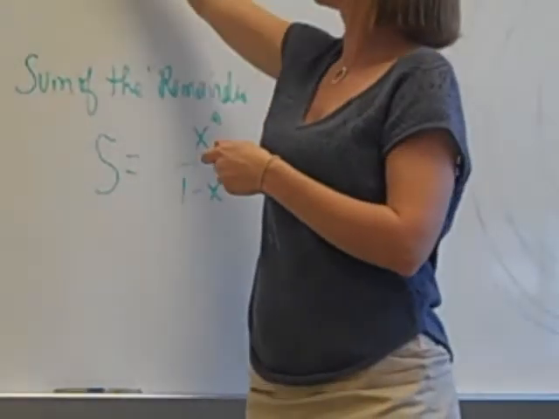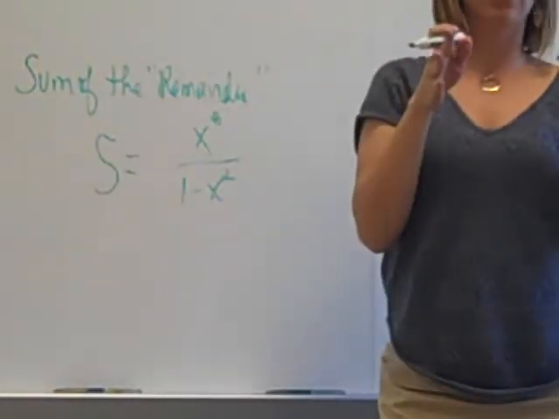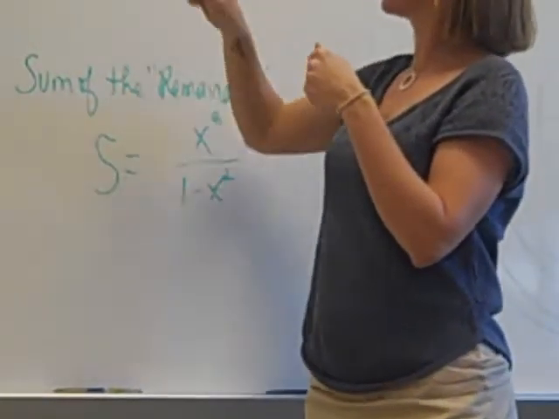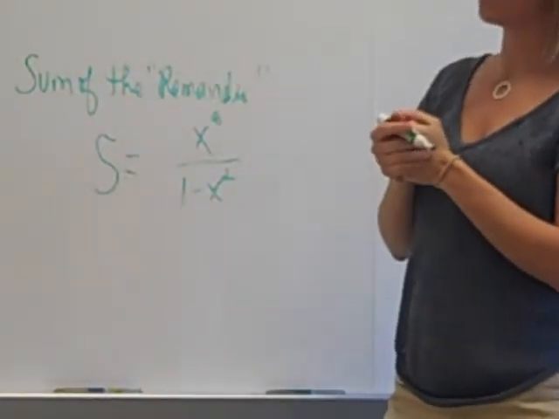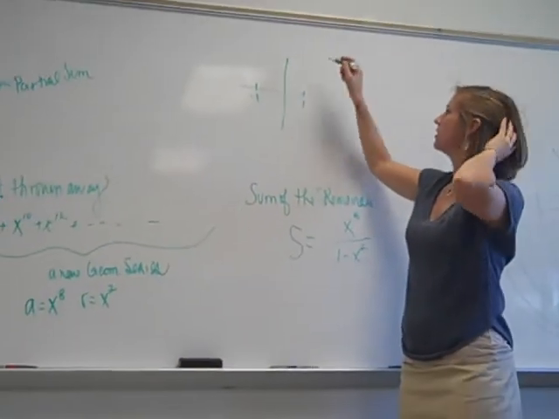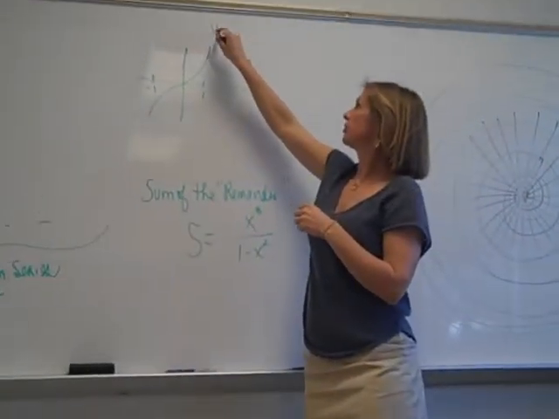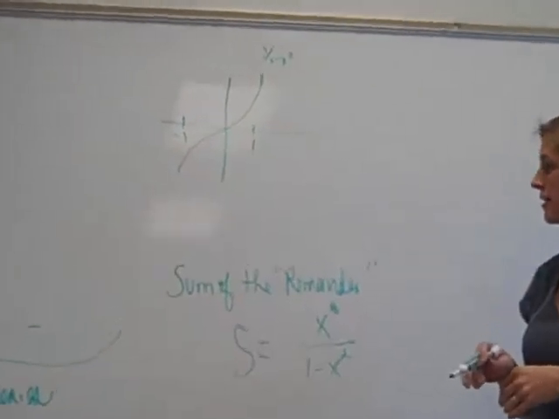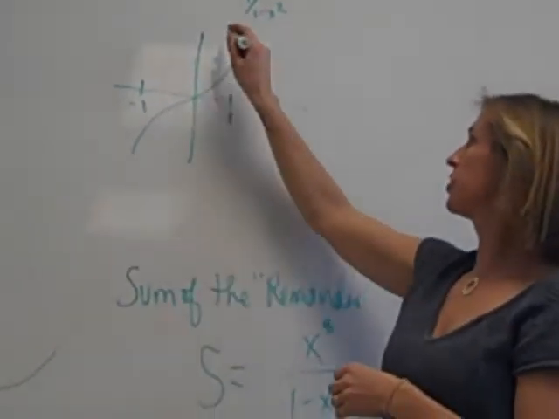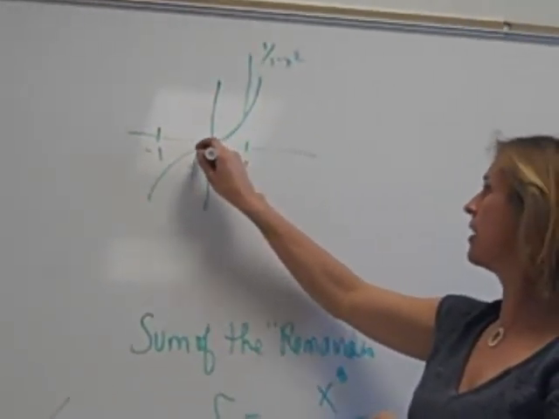Where does this thing converge? From what x value to what x value? Negative 1 to 1, right? This converges from negative 1 to 1. I don't know exactly what this looks like, but let's just say 1 over 1 minus x squared looks like that. Then let's say the series, for only those 4 terms, goes like this, and then like this.